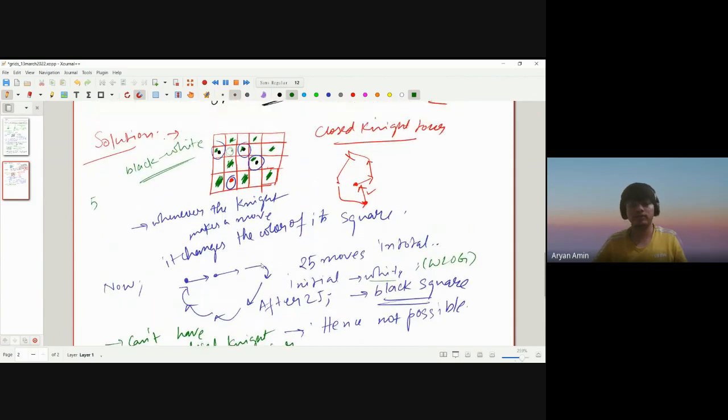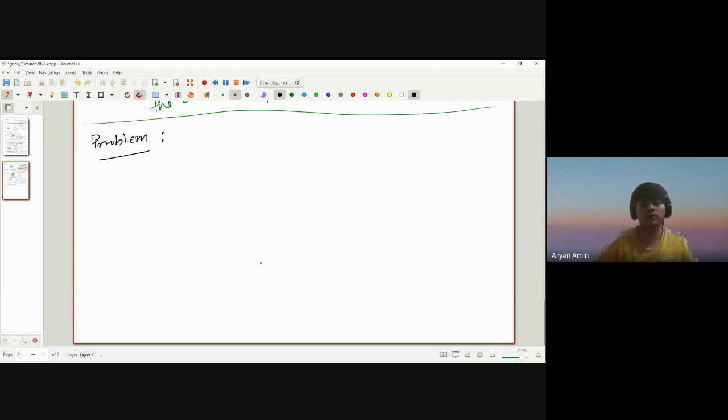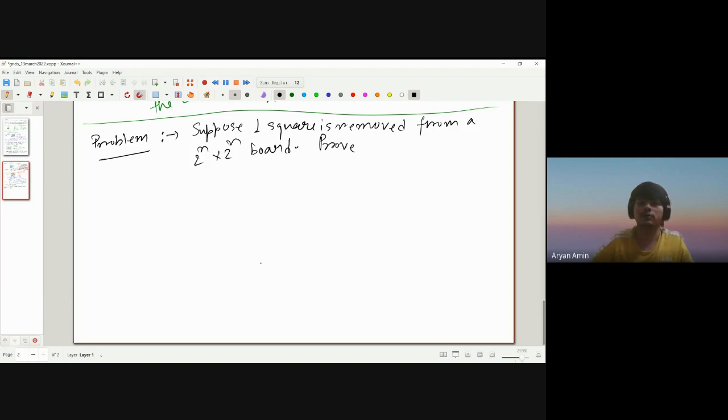Okay, then if there are no doubts, I'll move on. Okay, let's do that. So next problem. Suppose one square is removed from a 2 power n cross 2 power n board. Prove that the remainder can be tiled with L dominoes.